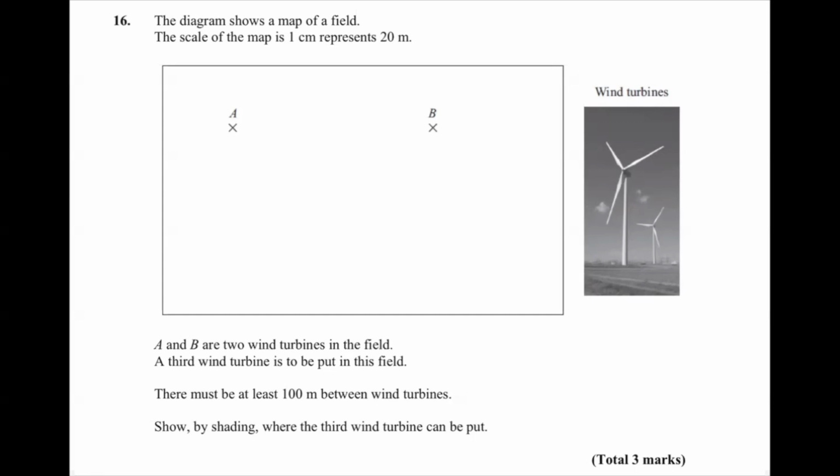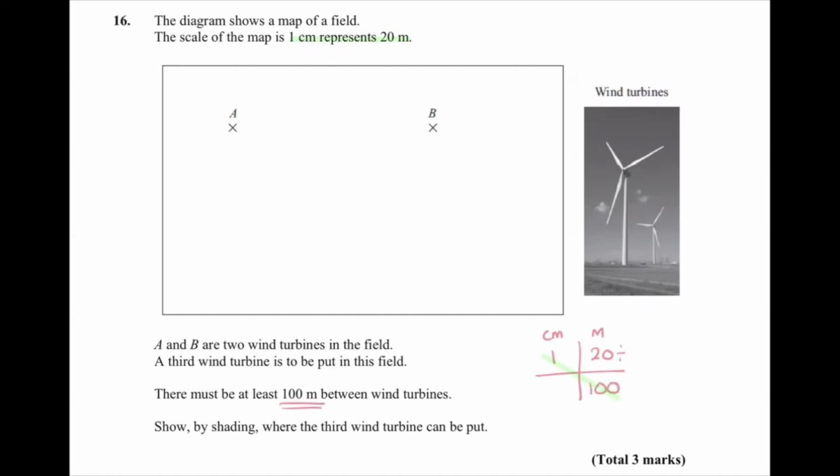Okay, so we have got to work out where in this rectangle the third wind turbine can be put. Now, what's important is that it's 100 meters from both A and B. Within the information, we have been given this fact here, that 1 centimeter represents 20 meters in the real world. Remember how I love a fact. So I've got 1 centimeter representing 20 meters, and I need to be 100 meters from the wind turbines.